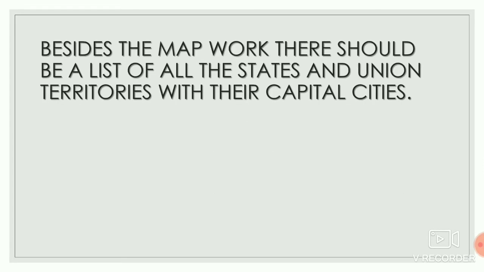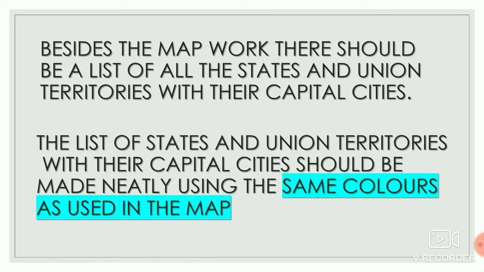After the map work, there should be a list of all the states and union territories with their capital cities. The list should be made neatly using the same colors as used in the map. For example, if we have used green color while coloring the map of Uttar Pradesh, the same color should be used while writing Uttar Pradesh and its capital Lucknow.